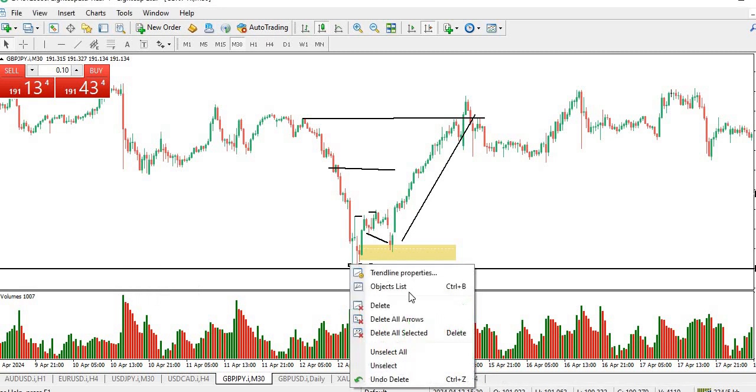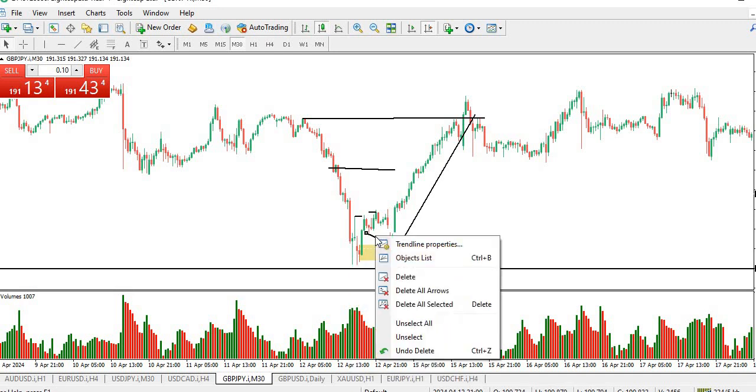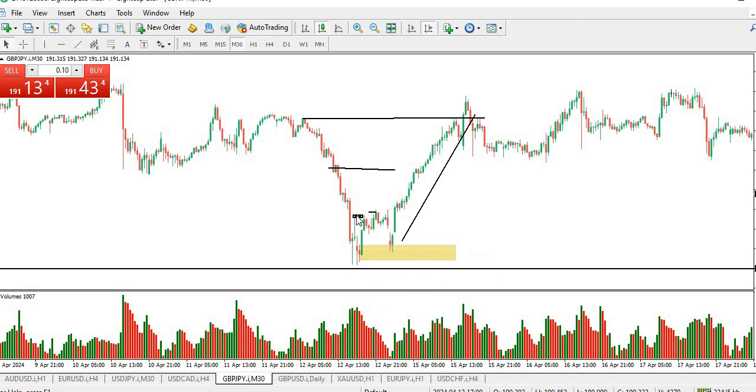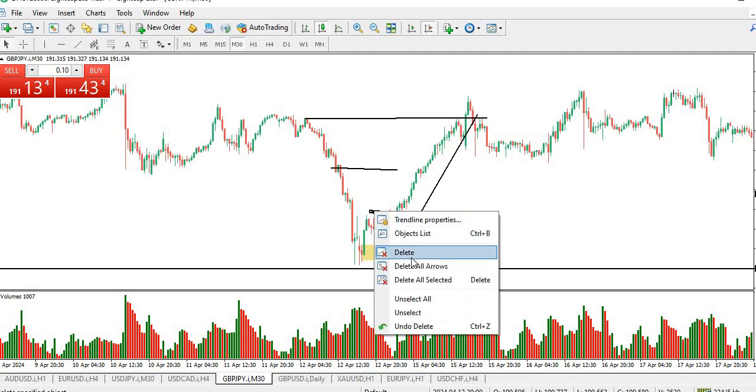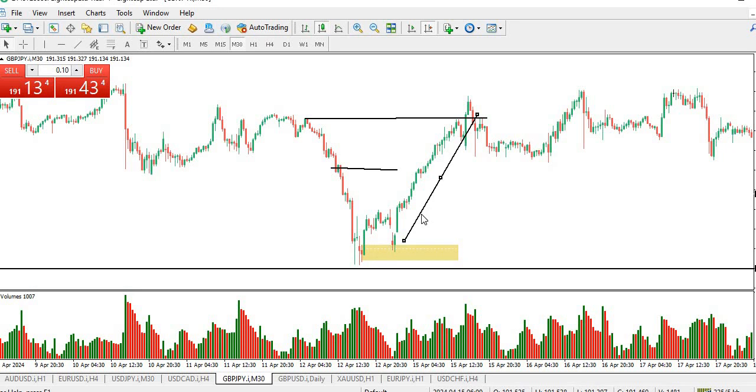So now let me remove it to show you how to draw the bullish order blocks in an uptrend. So what we will do, we can drag the complete candle, or we can drag, let's say, the candle from where it opened. These are the two types of methods, the two techniques to draw order blocks.